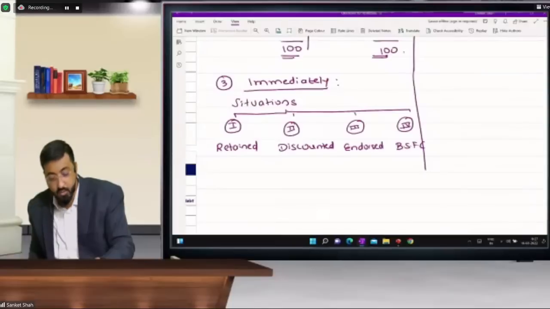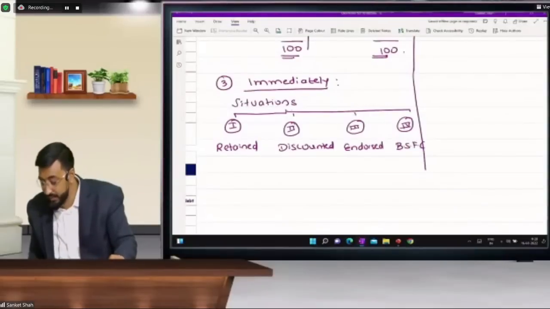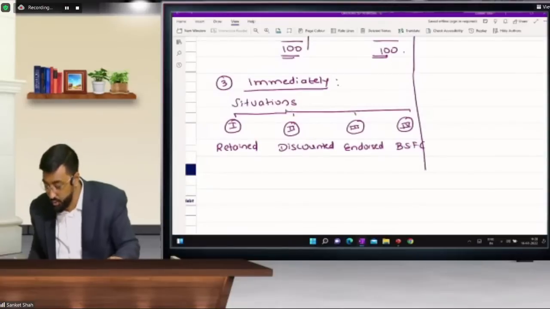How many situations? 4 situations. But which account is getting closed, beta? Fast. Which account is getting closed? Which account did we already close? Bills receivable, sales, Y, X. Which account is getting closed, beta?